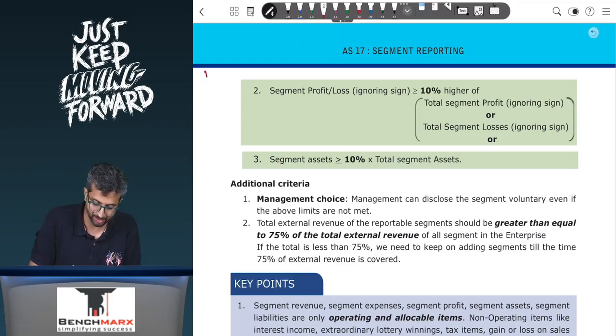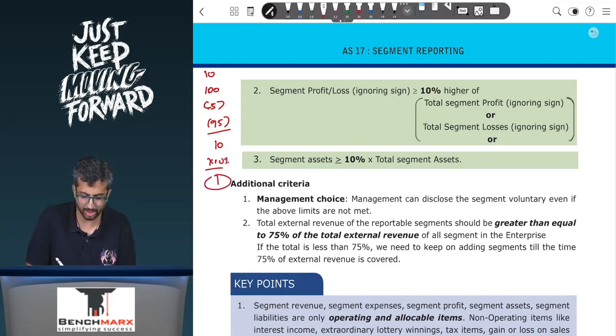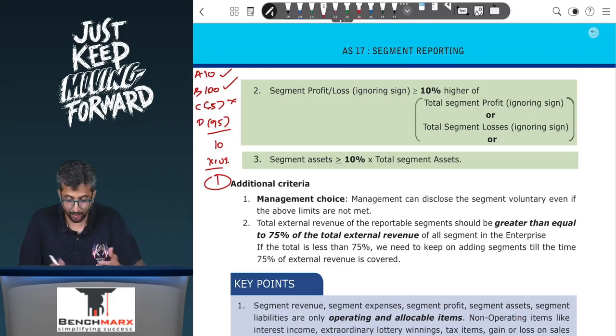Like for example, you will have 10 rupees of division A, 100 rupees for division B, minus 5 for division C, minus 95 for division D, and hence if I total all of this, it comes to let's say around 10 rupees. 10 rupees into 10% comes to 1 rupee, and hence any segment which has a profitability greater than positive 1 should be reportable. So segment A will be reported, segment B will be reported, but then C and D have profitability which is lower than positive 1, hence they will not be reported.